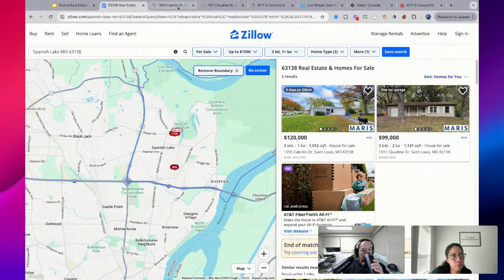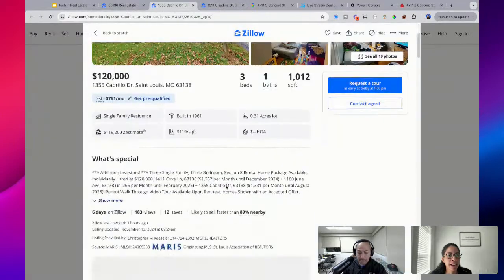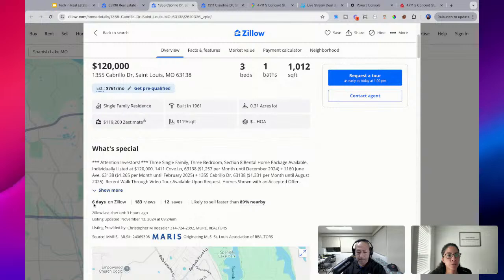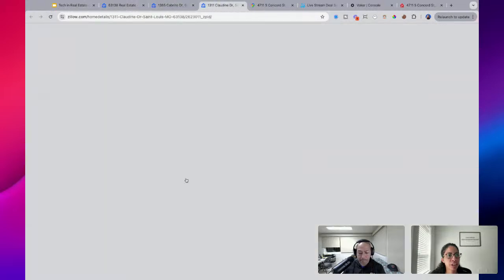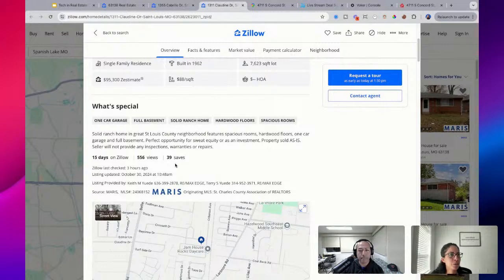So if I just open both of these up, one good thing that's mentioned here, thanks Trade Better, is how do you look at days on market? One of them has 6 days on market, and the second one is 15 days on market. Okay, so not too far apart. But how does days on market influence how you analyze a property when you're skimming through it?